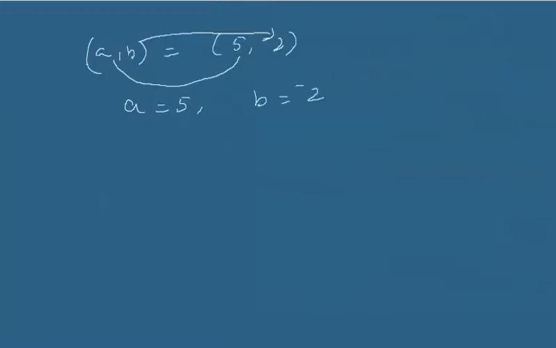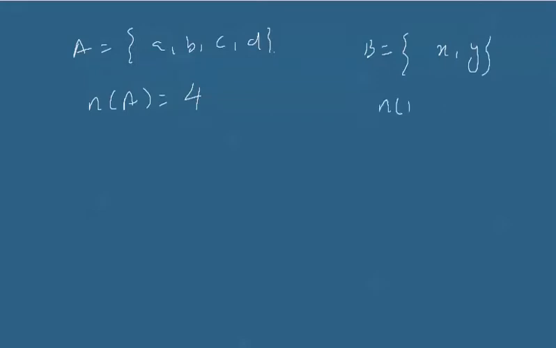And okay, do you remember the cardinal number? For example, suppose we consider set A is equal to {a, b, c, d}. So what is n of A, or the cardinal number of A? n of A means the number of elements in A. Here there are four elements. Let us consider another set, B is equal to, say, {x, y}. So what is n of B here? n of B is equal to 2. So n of A is equal to 4 and n of B is equal to 2.